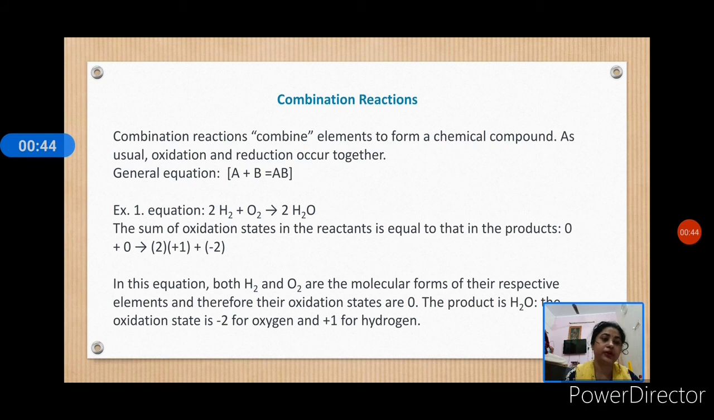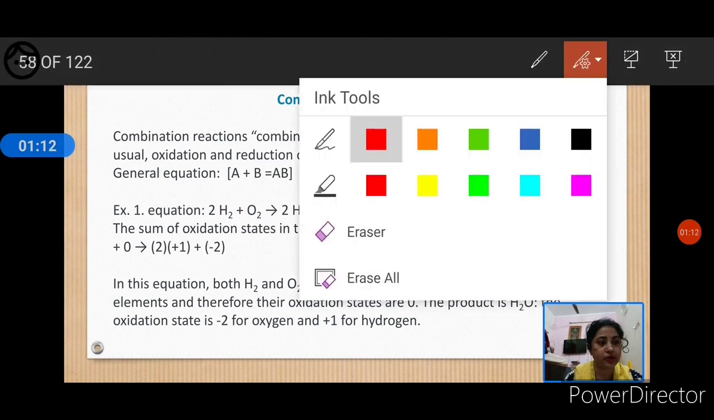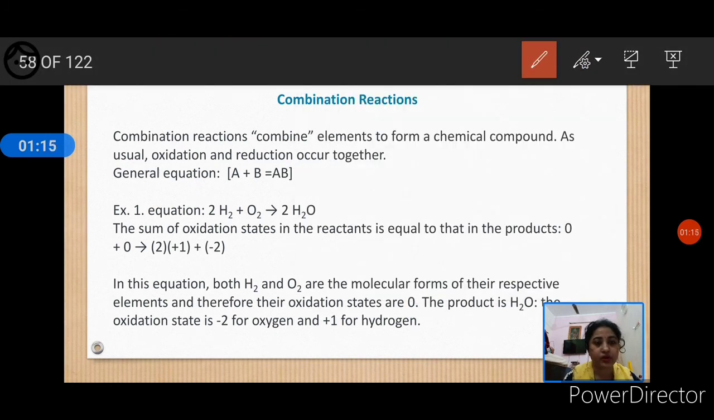As you know, the formula for combination is A plus B gives out AB. So combination reactions combine elements to form a chemical compound. As usual, oxidation and reduction occur simultaneously. Let's take an example of formation of water. Hydrogen plus oxygen gives out water. Okay, A plus B gives out AB. Here, when we write the oxidation number of every element, for hydrogen, here we will write 0. For oxygen, here we will write 0.